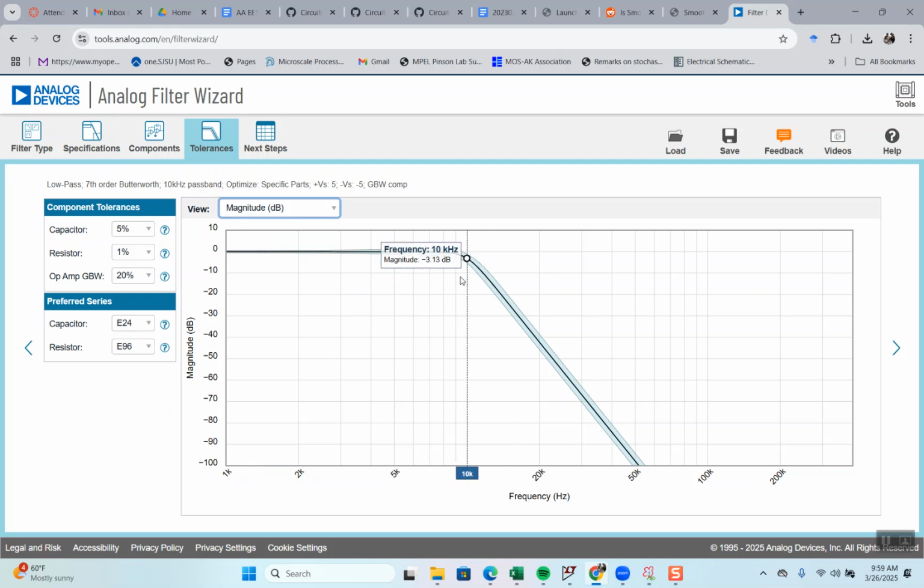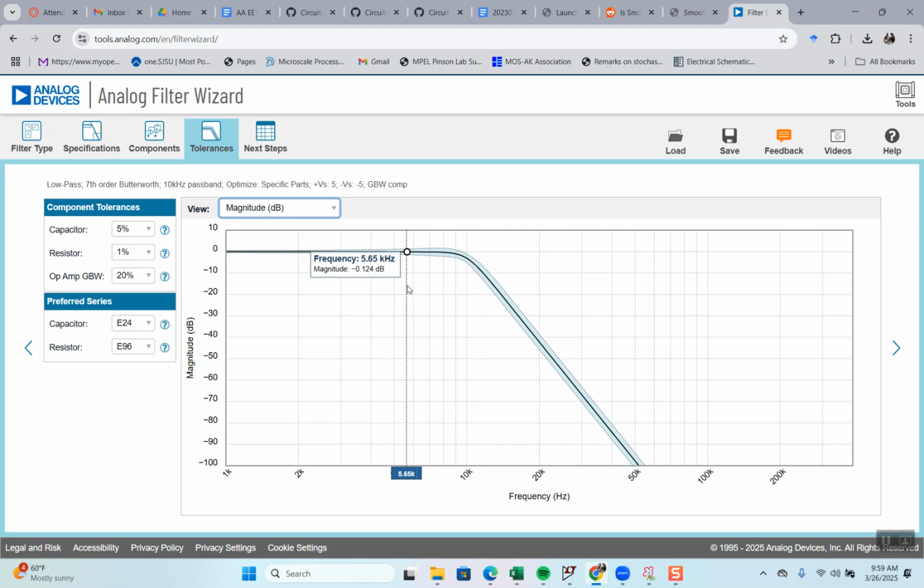Bam. And notice it's giving you the possible tolerances based on the parts. So if you measure anything within that, then the circuit is working. And if you're measuring outside of it, like I was describing the other day, then something's not right.